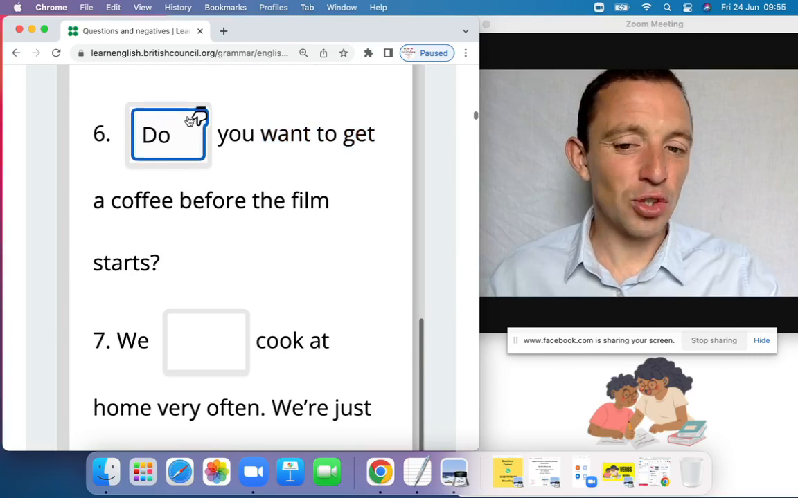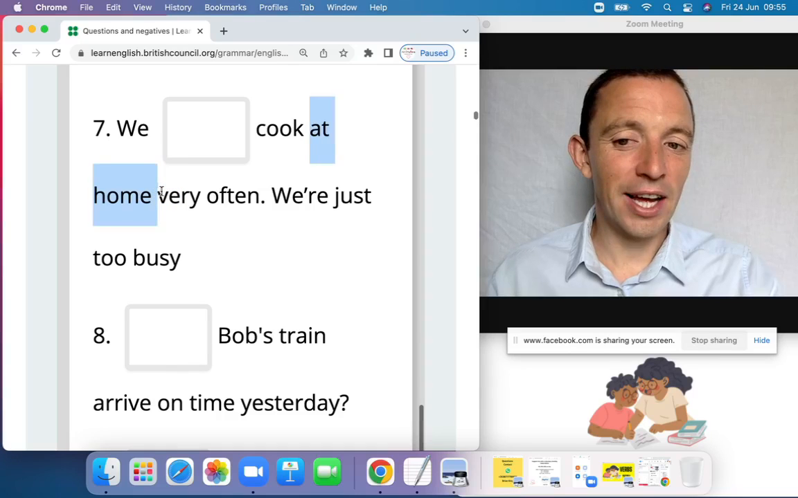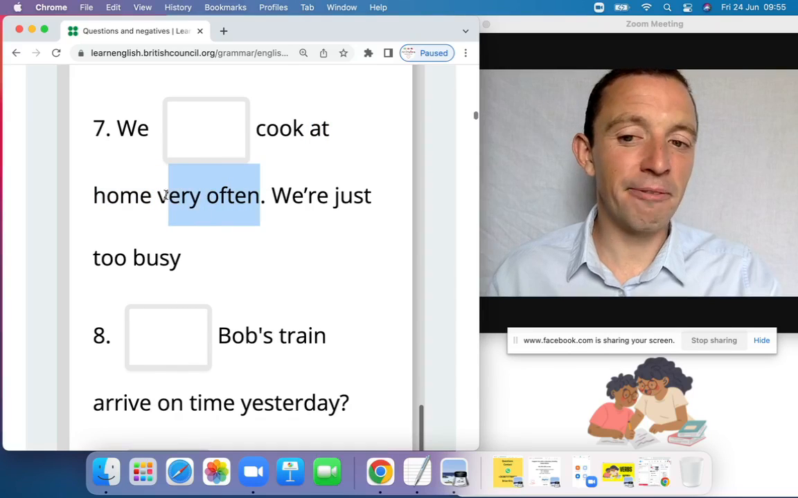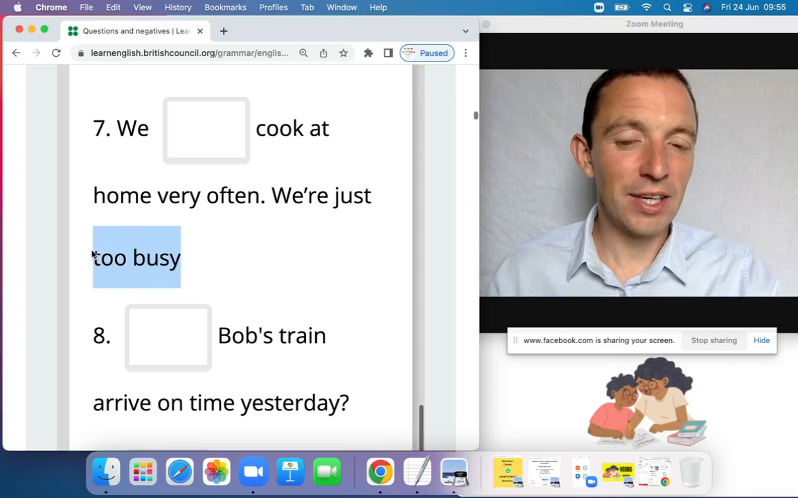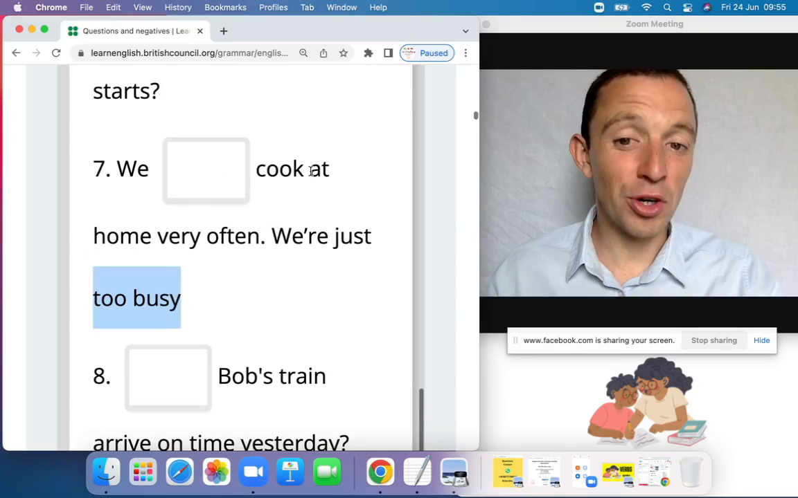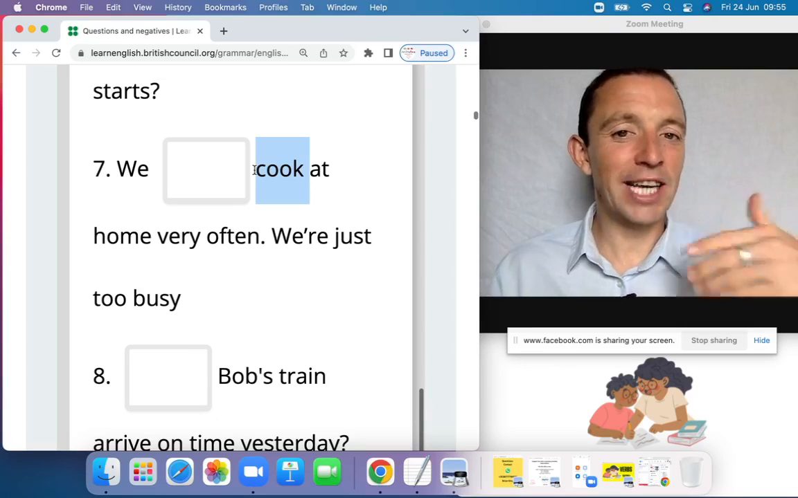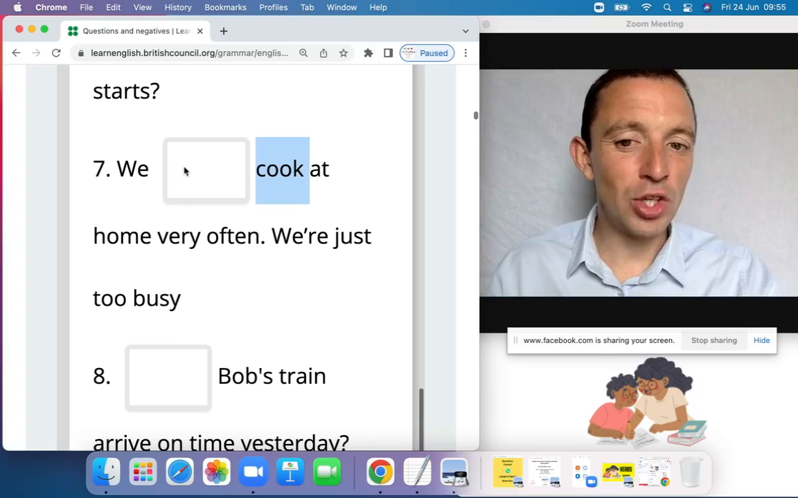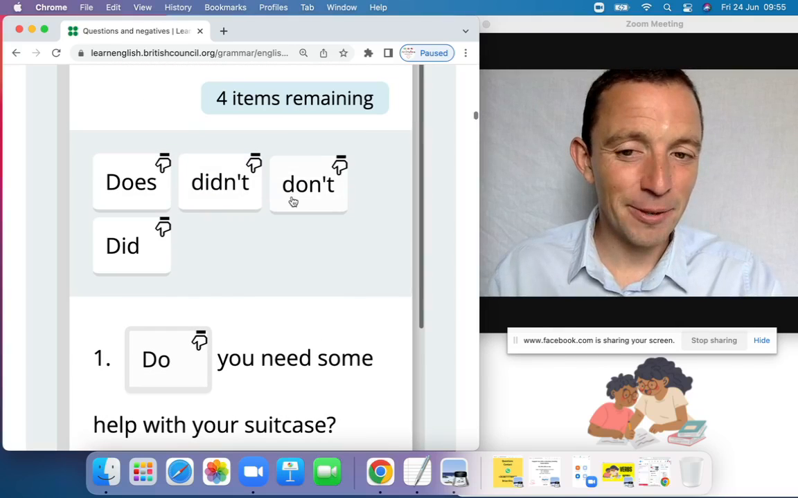And I think that's good. Number 7: we is the subject, cook is the verb, at home is the location, and the adverb is often, frequently, very often, very frequently. So it's negative because we're too busy, we're occupied, we don't have time. So therefore cook is in the negative, and probably it's the present because it's a routine or a habit. So probably we do not cook at home very often, which contracts: we don't cook at home very often, I think.